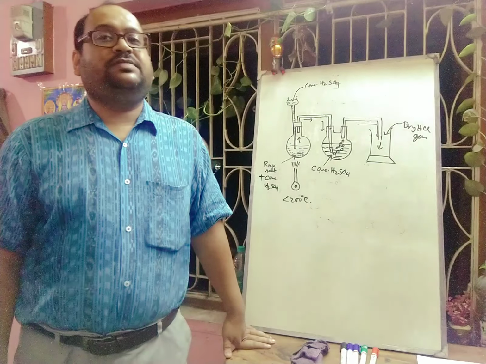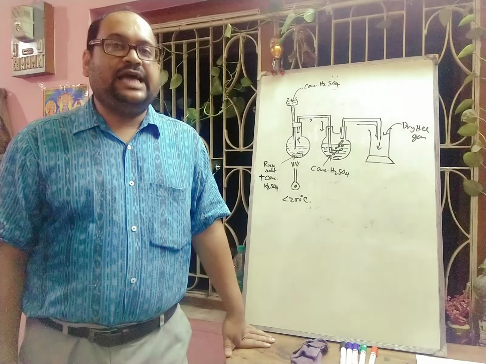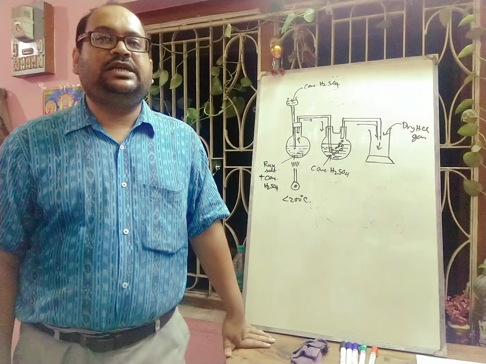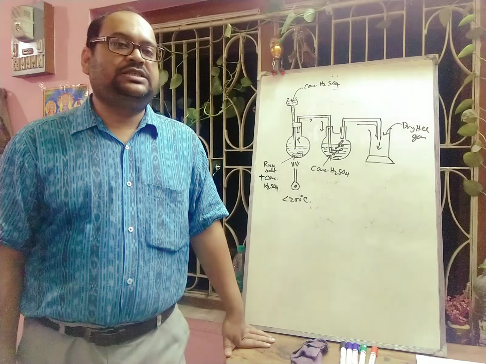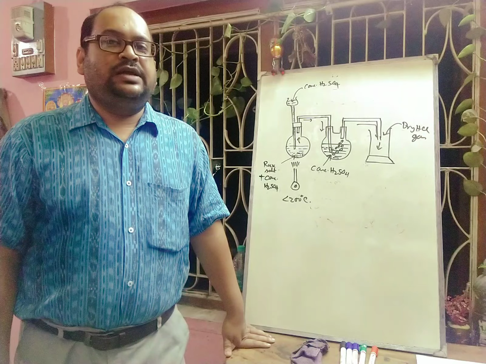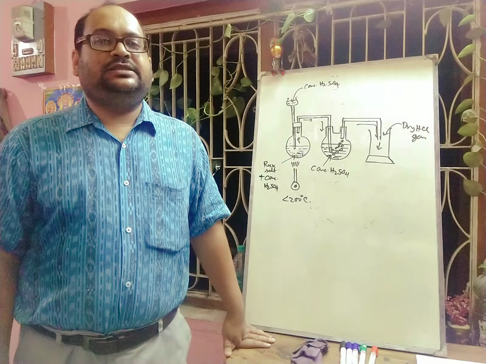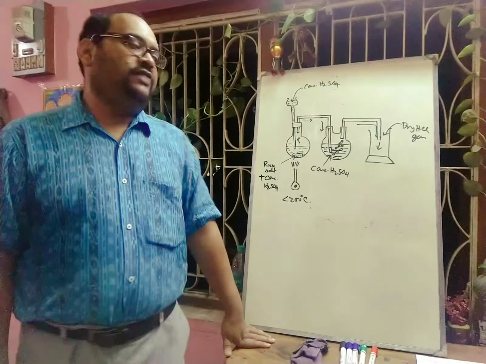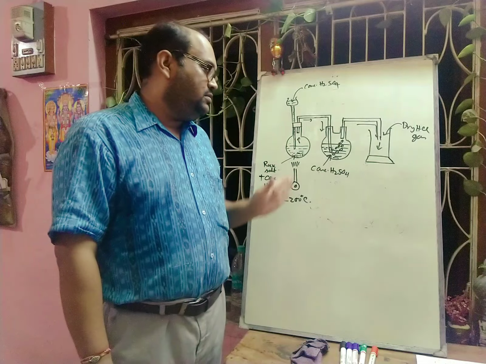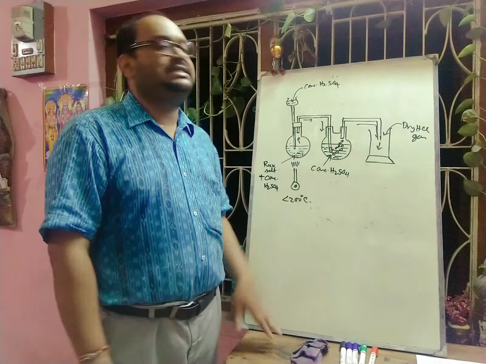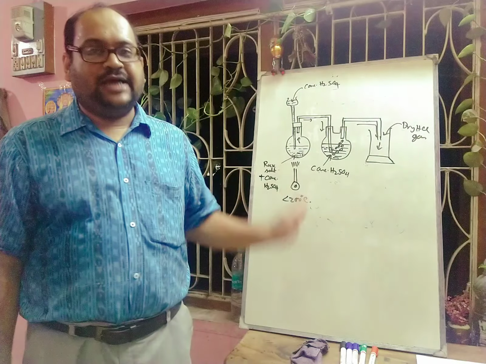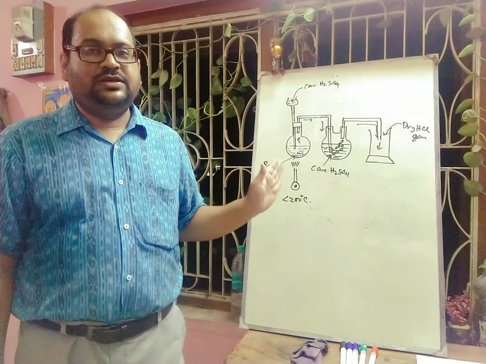Next, purification of the gas. Hydrochloric acid gas formed is dried by passing it through concentrated sulfuric acid which absorbs moisture. Next, we will discuss precautions. The reaction mixture is initially heated very slowly. If we heat at a very high temperature, then we cannot control the formation of HCl gas. So first we have to heat very slowly.